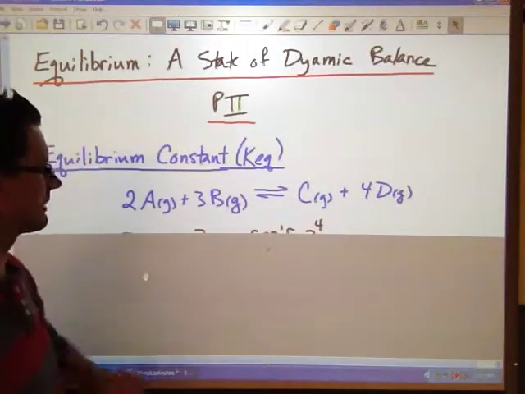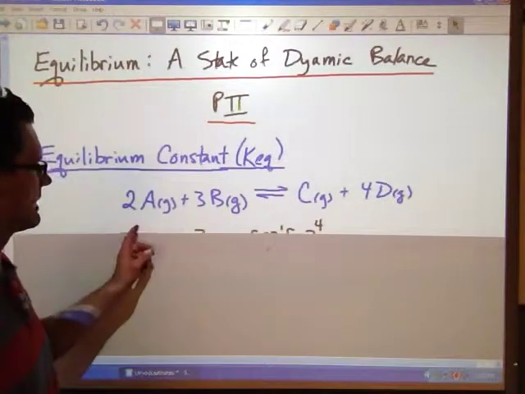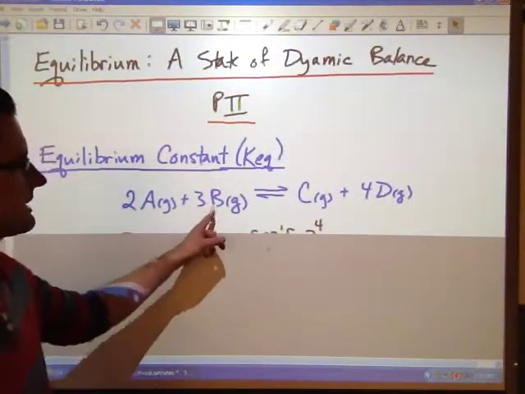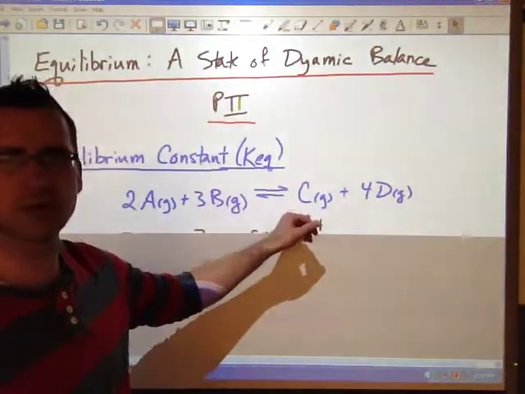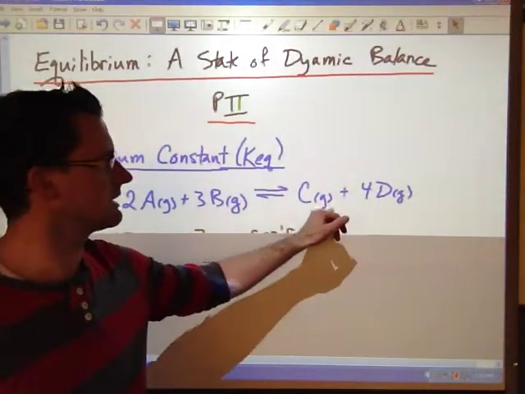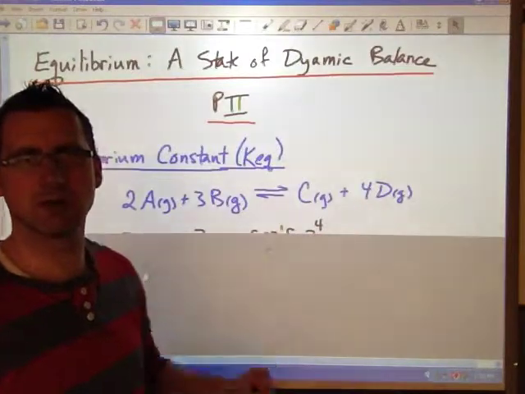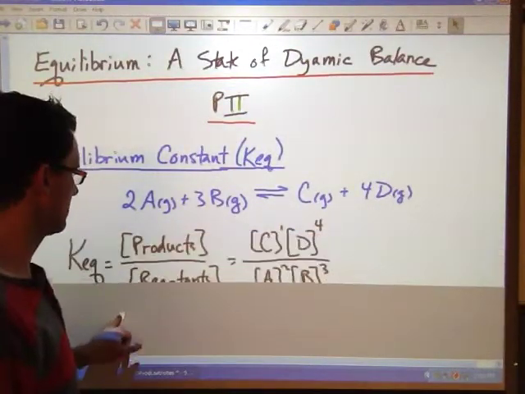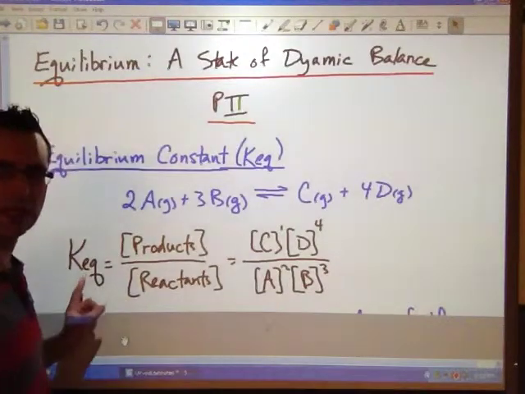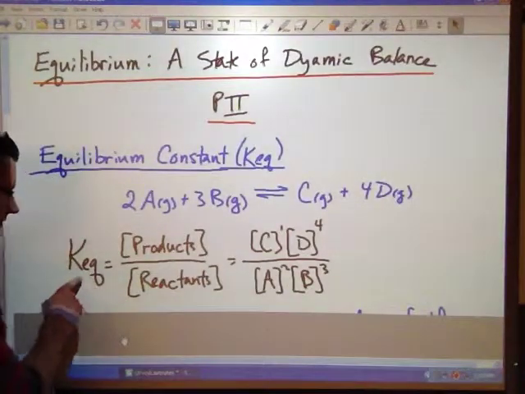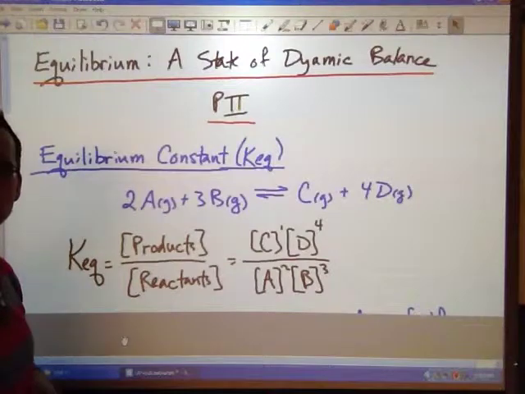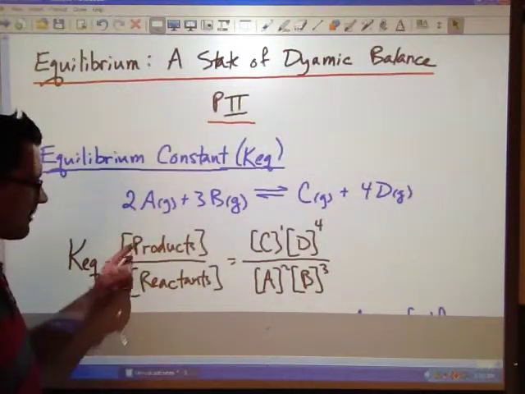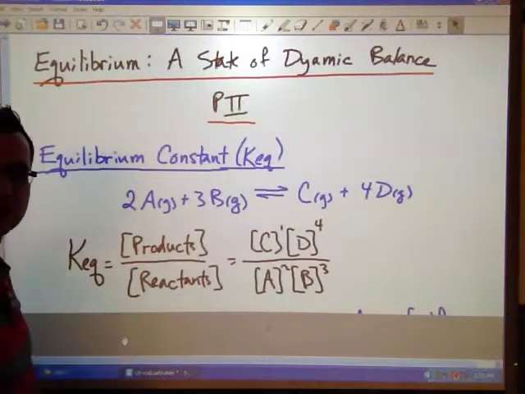So if I have a hypothetical equation here, two A gas molecules and two B gas molecules in equilibrium with one C gas molecule and one D gas molecule, to write a mathematical expression for that, it's referred to as KEQ, or the equilibrium constant. And it's a ratio of what we have finally compared to what we have initially, or products over reactants.